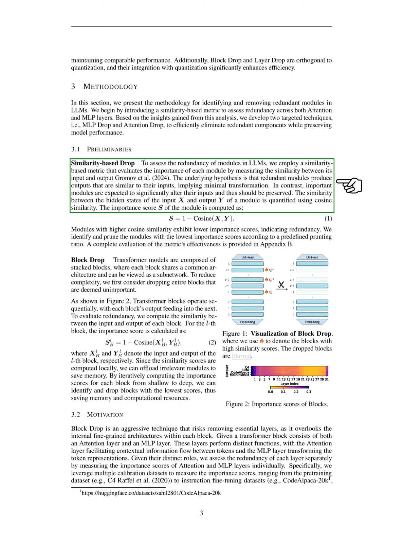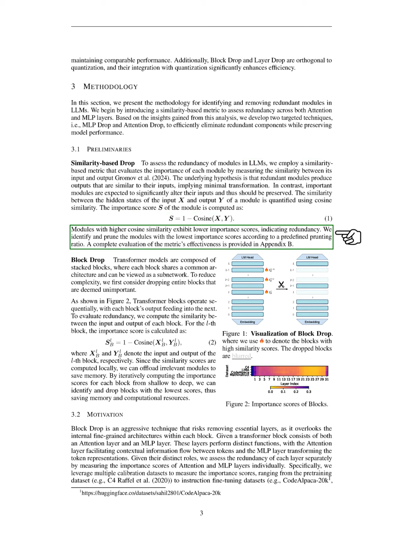similarity-based metric that measures how similar a module's input and output are. Our main idea is that redundant modules produce outputs that closely resemble their inputs, indicating they make minimal changes. In contrast, important modules significantly alter their inputs and should be kept. We quantify the similarity between the input and output of a module using cosine similarity. The importance score of a module is calculated based on this similarity, with higher similarity leading to lower importance scores, which indicates redundancy.